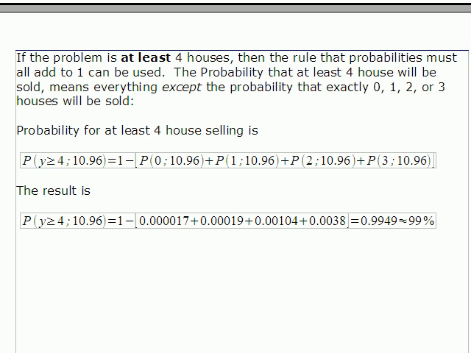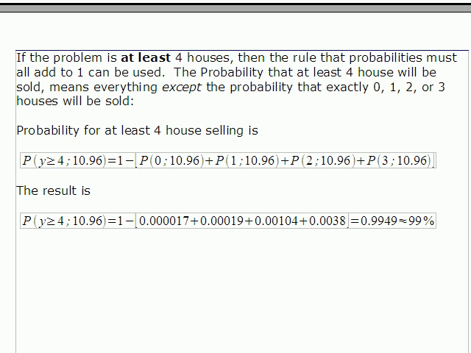Sometimes, especially for the at least case, it's easier to subtract from 1. Let's say you want to sell at least 4 houses. Well, that means you want to sell 4, 5, 6, and you don't care how many other houses you sell, as long as it's at least 4 houses. Maybe you have to make some kind of payment tomorrow.